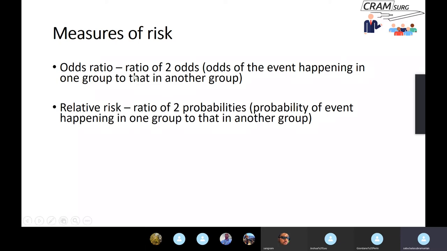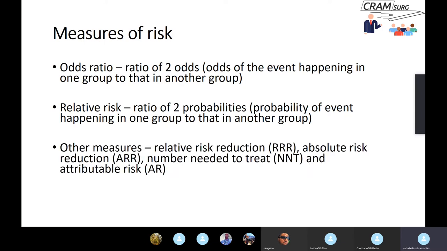So for odds ratio, we say it's a ratio of two odds, and for relative risk, we say it's a ratio of two probabilities. And the two probabilities are the probability of the event happening in one group to that of the other group. I hope this concept is a bit more familiar now, and if it isn't, then by all means check out the first part of the measures of risk tutorial that's on the internet.